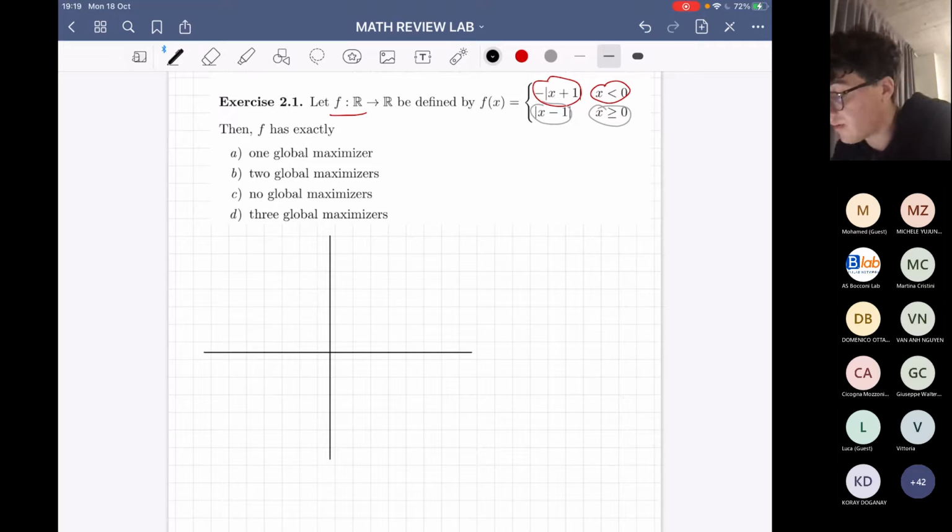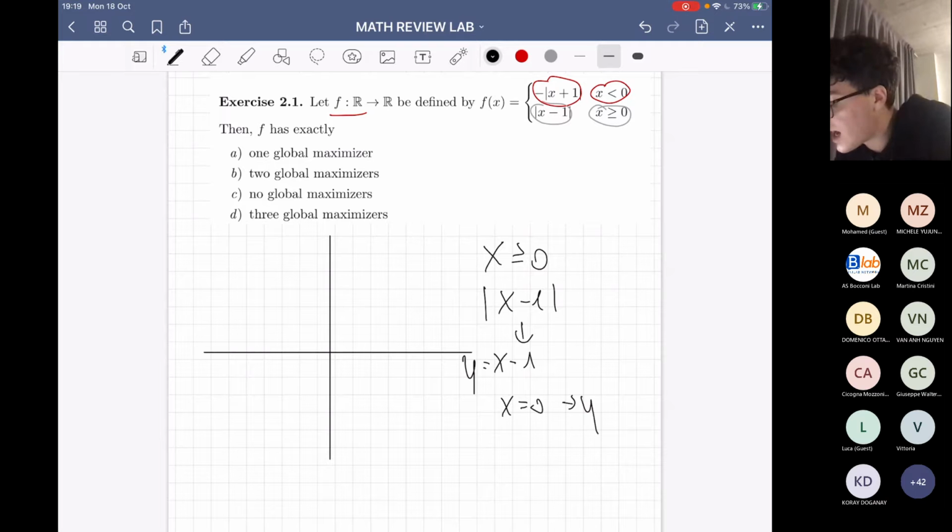For example, when x is greater than or equal to 0, we have that the function is the absolute value of x minus 1. But having a function which is the absolute value of x minus 1, we can simply use the function x minus 1. And if we want to study the function y equal to x minus 1, we just have to draw it. So when x is equal to 0, of course y is equal to minus 1, and when y is equal to 0, well, x is equal to 1.